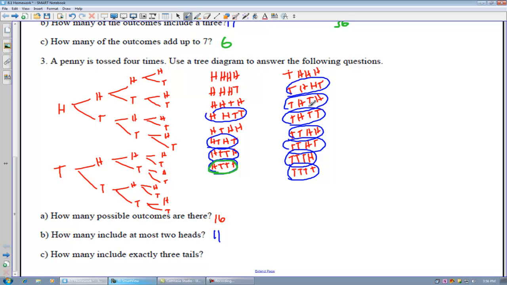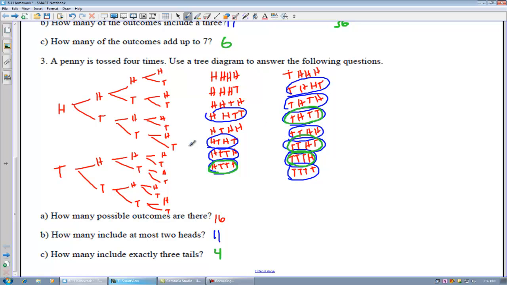1 tail, 2 tails, 2 tails, 3 tails, 2 tails, 3 tails, 3 tails, 4 tails. All right, so we want exactly 3, so we get 4 of them. All right, so count them up: 1, 2, 3, 4. And that's how we use a tree diagram to count things.